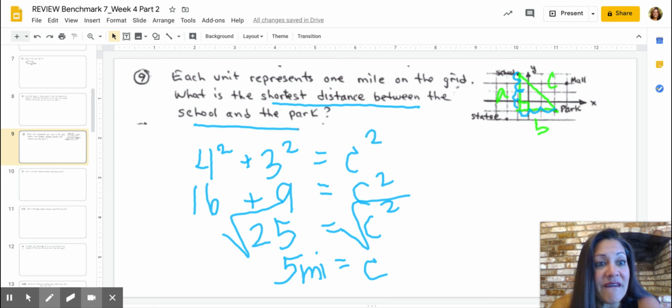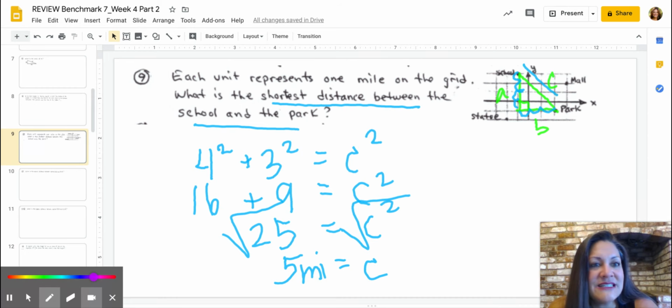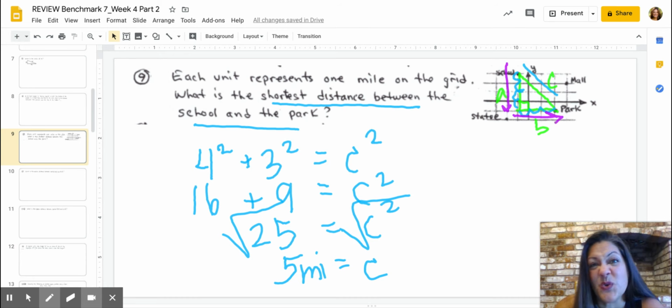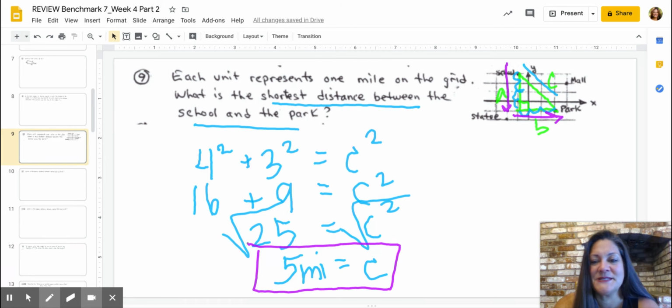So it says, what is the shortest distance between the school and the park? So it will be this one here, C, which is 5 miles. Otherwise, you would have to walk down 4 miles and over 3 miles for a total of 7 miles. So the shortest distance is 5 miles, taking the hypotenuse.